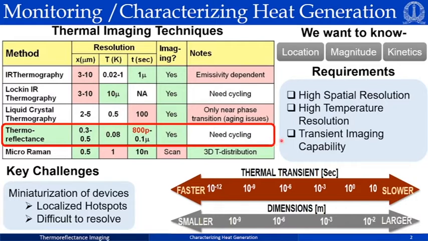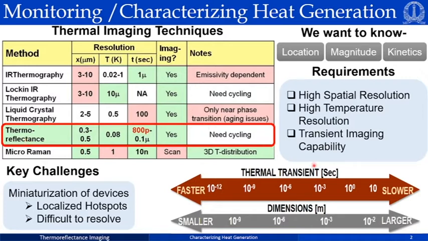Now regarding the transient imaging capability, what is the time resolution with which we can capture images? We see that if we compare it with the IR technique, thermo-reflectance has an order of magnitude lower delta T value, that is, we can capture events at a scale of 0.1 microseconds. So thermo-reflectance imaging, compared with all the other methods, is the best in class in terms of spatial resolution, temperature resolution and temporal resolution. Best numbers as compared to the other techniques.